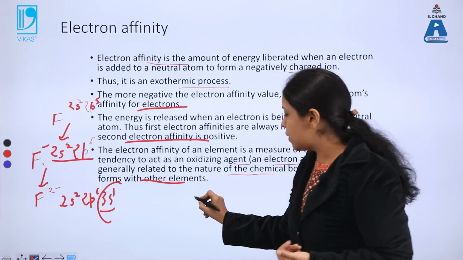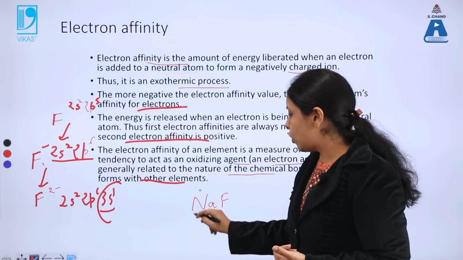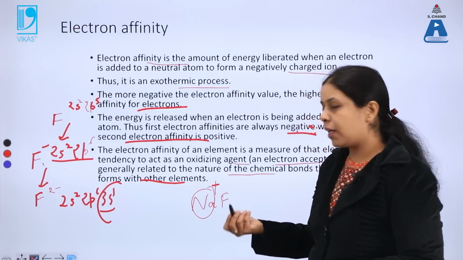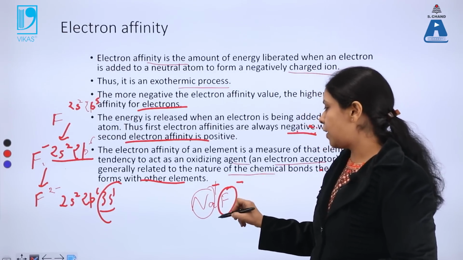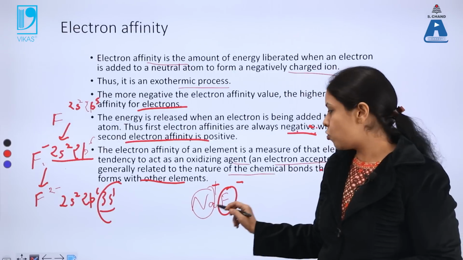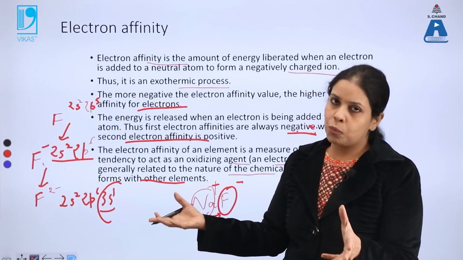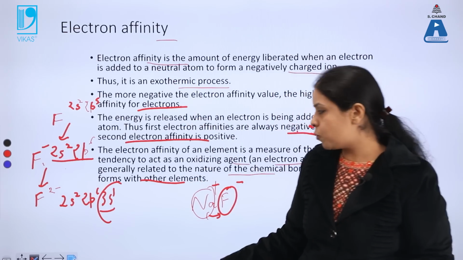For example, if I will see the molecule sodium fluoride. Now we know that sodium has a tendency that it can remove that electron and it can have the cation species, and fluoride can easily accept that electron and it can form the anion. So we can know what types of bonds are formed when we are considering species like this and when we are considering electron affinity of different species.